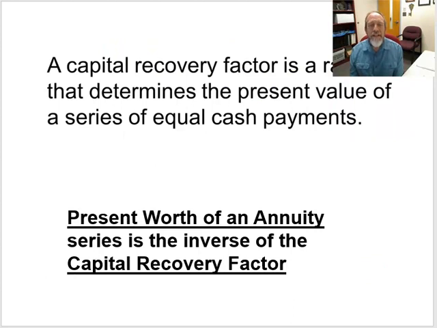Now, capital recovery factor. Present worth of an annuity is the inverse of the capital recovery factor. They're just the inverse of each other. That's it. And I think the easier one to remember is the present worth of an annuity. It's pretty straightforward when you say present worth of an annuity. Well, that's an annuity, that's A. Present worth, that's P. And then there's a factor that gives you that. Yeah, pretty straightforward.